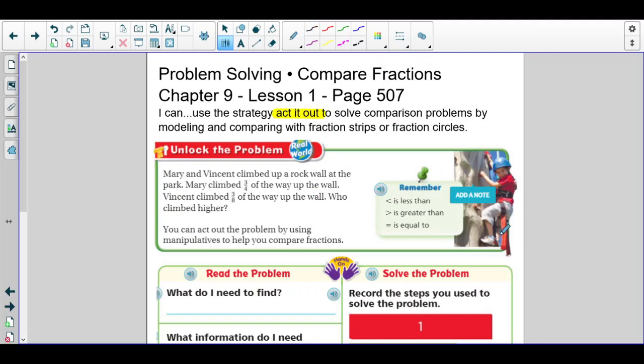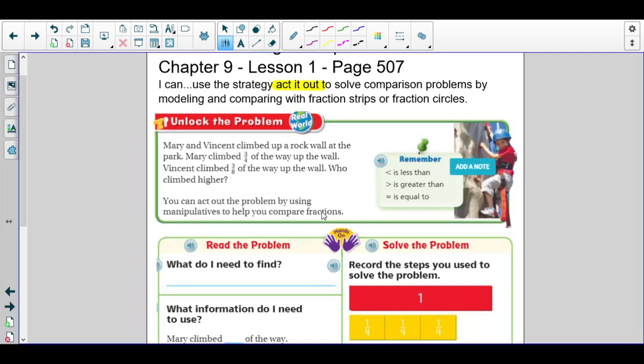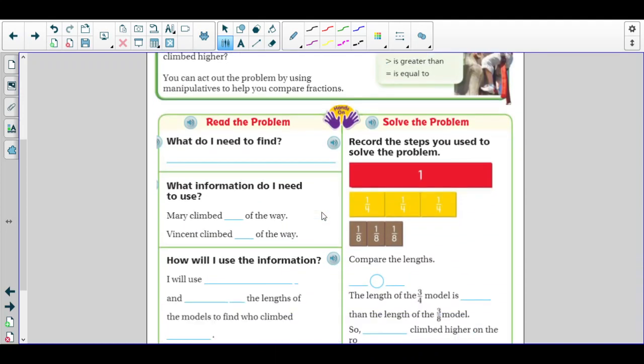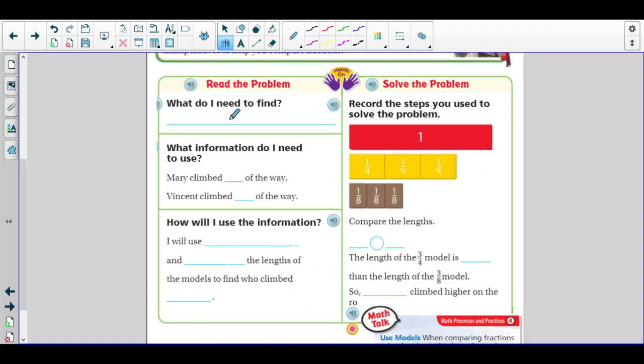Let's just jump right in with this question. Mary and Vincent climbed up a rock wall at the park. Mary climbed 3/4 of the way up the wall. Vincent climbed 3/8 of the way up the wall. Who climbed higher? And we want to remember these symbols here for less than, greater than, or equal to. Okay, you can act out the problem by using manipulatives to help you compare the fractions. So let's see what we have right here and see if we can't make some sense out of this.